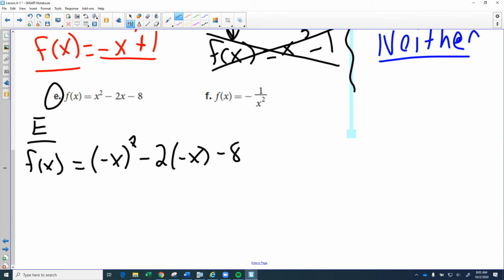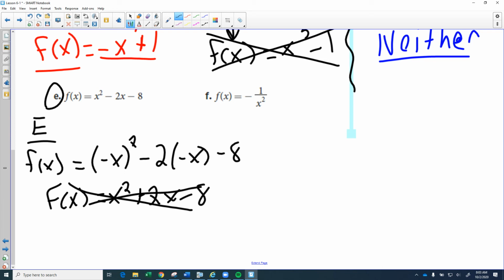And automatically, this first term would become x squared, and the second term, negative 2 times the negative x, would become positive 2x minus 8. Notice how it differs from the original, so it cannot be even.